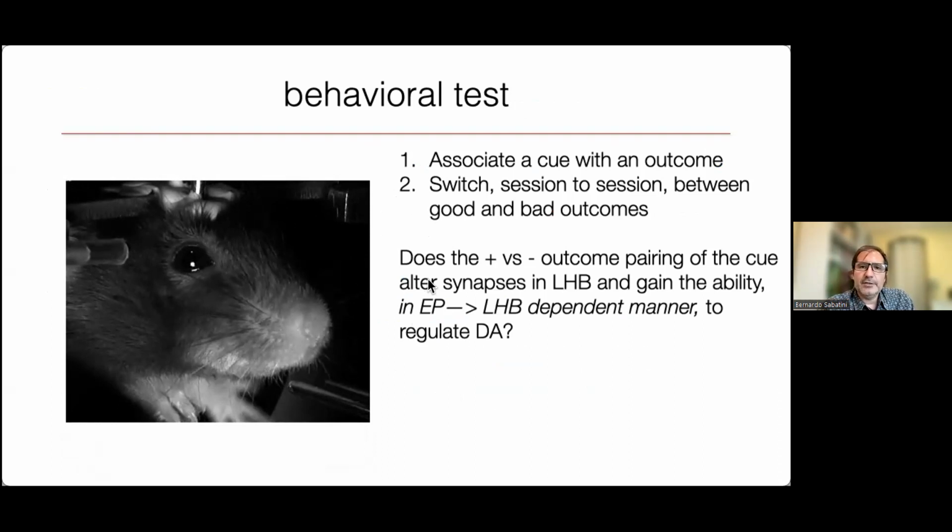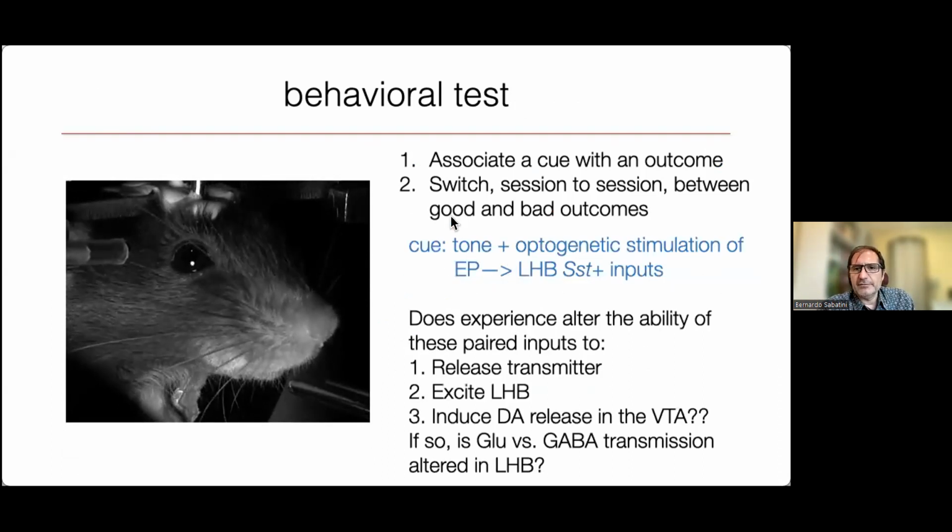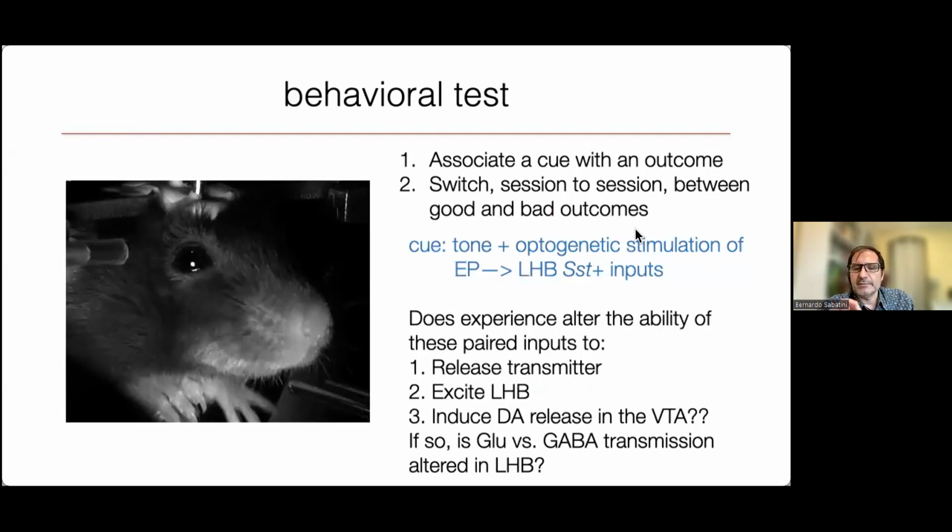Now, the cue that we delivered in this case was a combination of a tone and optogenetic stimulation of endopeduncular habenula synapses. And the reason for pairing these together is that by putting the cue and the tone together, we had something salient, which we could pair with a good or bad outcome. And then we could cut an acute brain slice and activate those same synapses and ask, what does the synaptic transmission look like? Or alternatively, in vivo, we could activate those synapses now without the tone, without the reward, and ask, what effect does that have on dopamine release?